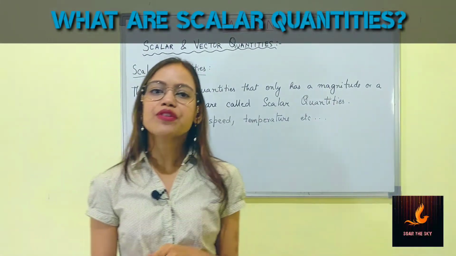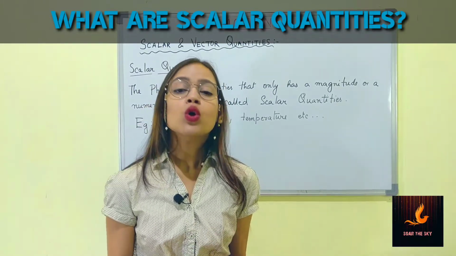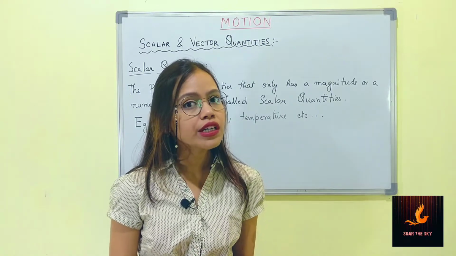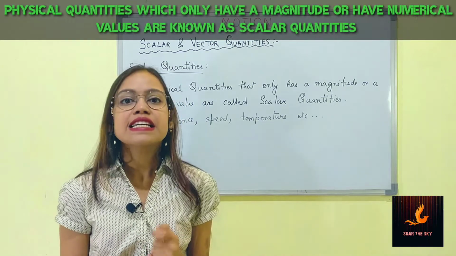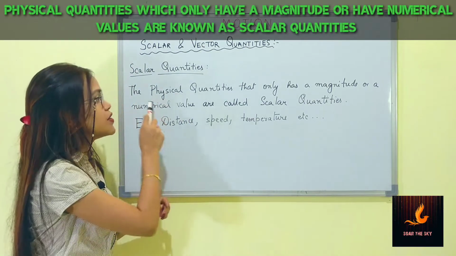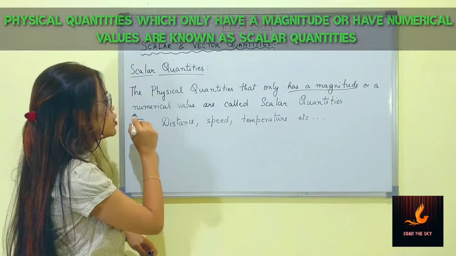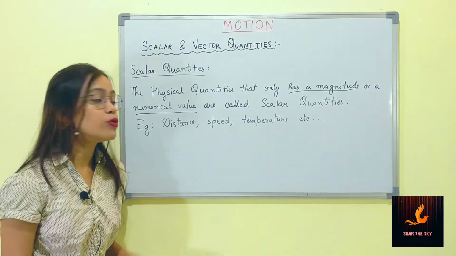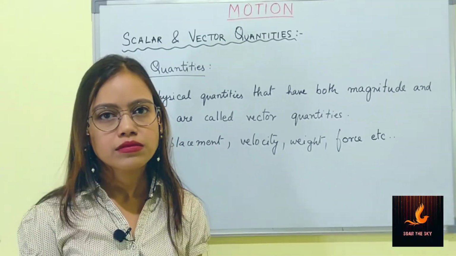Quantities. In the chapter of measurement previously you must have read about physical quantities. Now those physical quantities that only have a numerical value, which is known as its magnitude, are known as scalar quantities. So the definition of scalar quantity is: the physical quantities that only have a magnitude or a numerical value are called scalar quantities. Some very good examples would be distance, speed, temperature, etc.